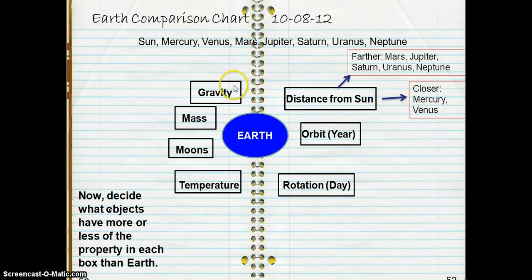So now we would decide which objects have more or less gravity than Earth, which objects have more or less mass than Earth, which objects have more moons or fewer moons than Earth, which objects have a warmer temperature or cooler temperature than Earth, which objects have a longer rotation or shorter rotation than Earth, and finally, which objects have a longer or shorter orbit than Earth.